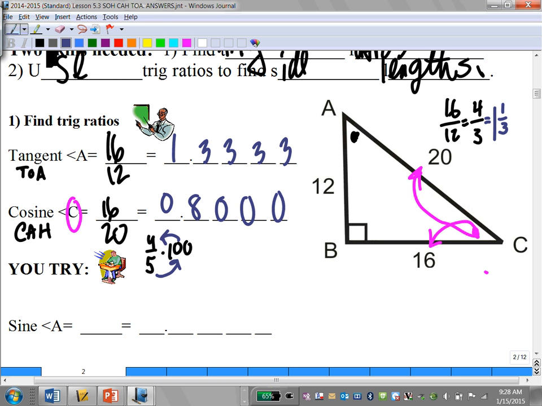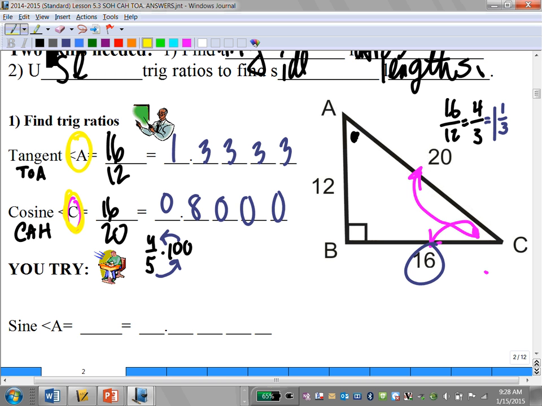Wait, isn't it for cosine, isn't it adjacent? It is adjacent. That's now adjacent. Oh. Okay, it's really important you guys get this. Watch carefully. When you change your angle position, it changes your opposite and adjacent. Hypo is the only thing that's set in concrete. Hypo will never change. Opposite and adjacent does.